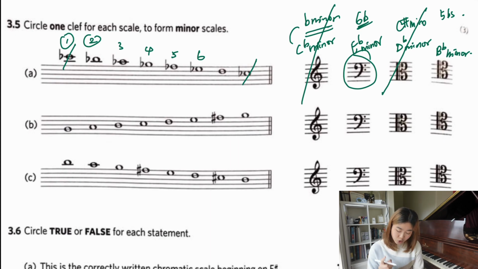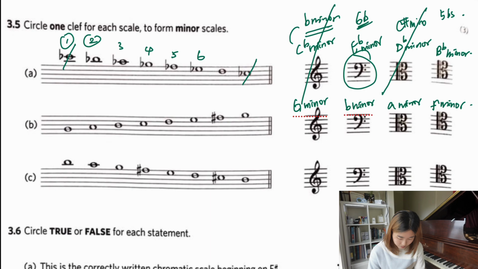Okay, we only have 1 sharp in there. So let's write it down. It should be G minor. That would be B minor if I put it in the front. And that would be an A minor. And this one would be F minor. So the first one is G minor.